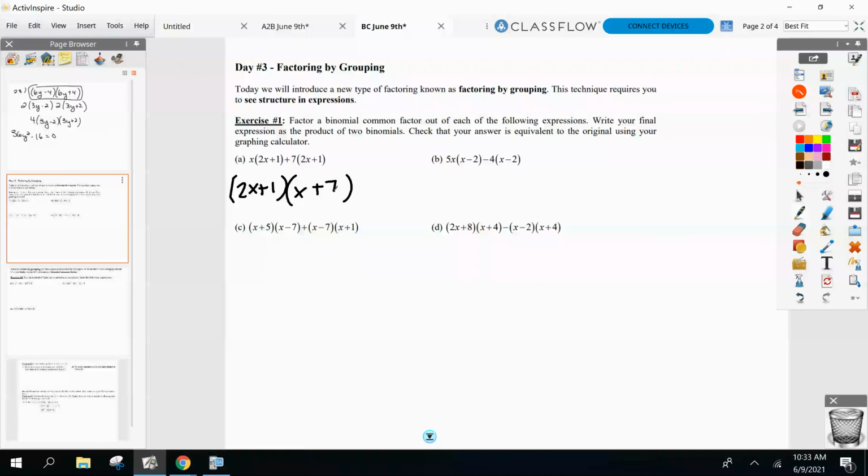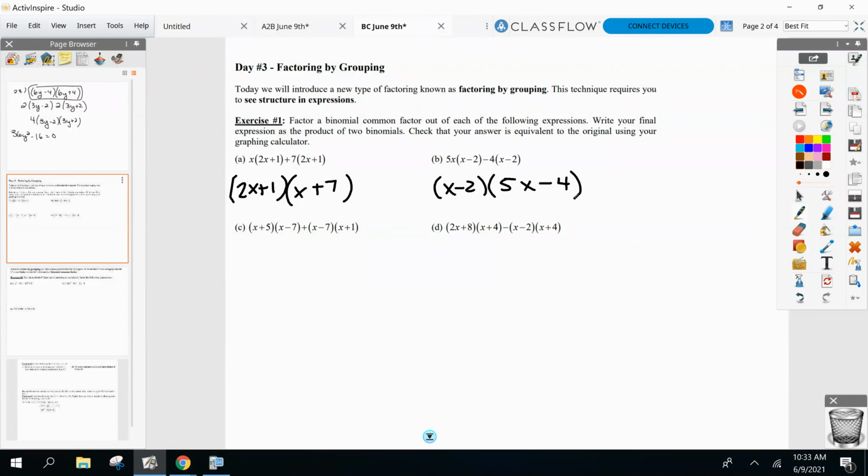So more than just a number, more than just a variable. Here we go, part B. What do you notice on the left and the right? What's in common that I can take out as a GCF? x minus 2. Good job. Take the x minus 2 from each of them. Divide both by x minus 2. What do we end up with? 5x minus 4.